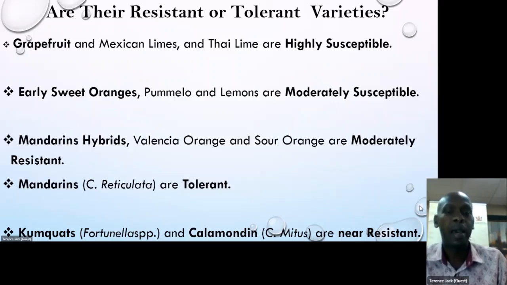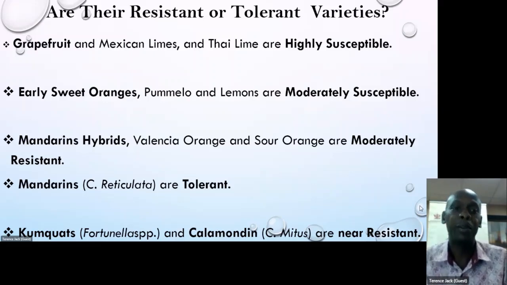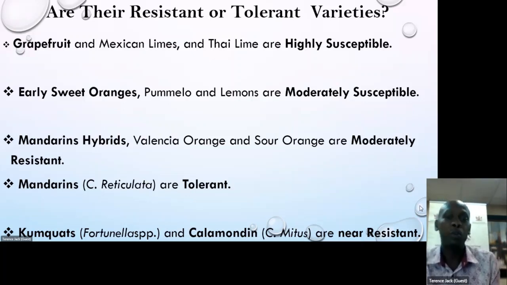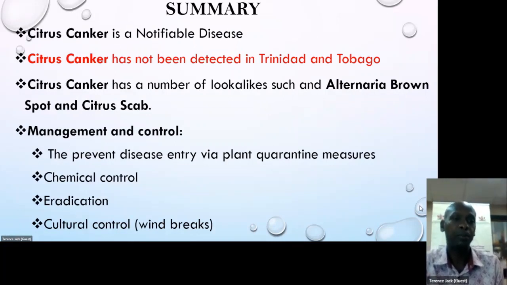Now, are there resistant and tolerant varieties? Yes, there are. We have some susceptible varieties, some moderately tolerant varieties, and some nearly resistant varieties. So susceptibility to the disease ranges from high to almost resistant based on the citrus variety or the citrus type. Your grapefruits and your limes are highly susceptible, unfortunately. And your sweet orange and lemons are moderately susceptible. For us in Trinidad and Tobago, the Valencia orange and some of those oranges are moderately resistant. And the mandarins that we enjoy so much seasonally may be tolerant to the disease. And we have some almost near resistant varieties as well.